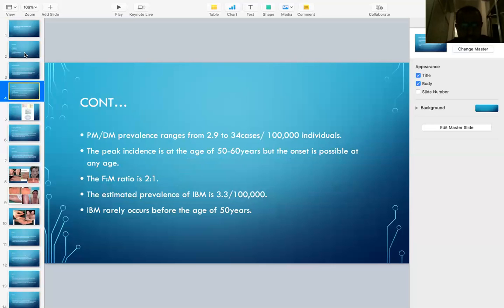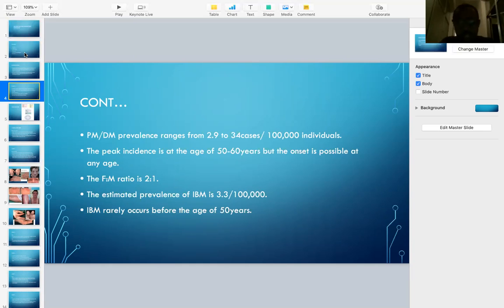When you see the epidemiology, polymyositis and dermatomyositis prevalence ranges from 2.9 to 34 cases per 100,000 individuals. And the peak incidence is around 50 to 60 years, but they can occur at any age group. And females are commonly affected more than males. And the other is inclusion body myositis. It's a rare disease, which is seen in 3.3 per 100,000 population.